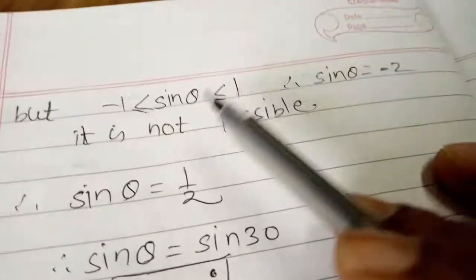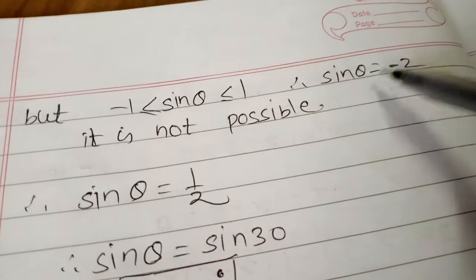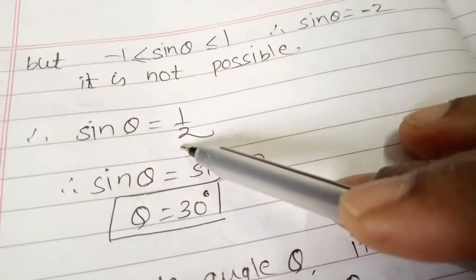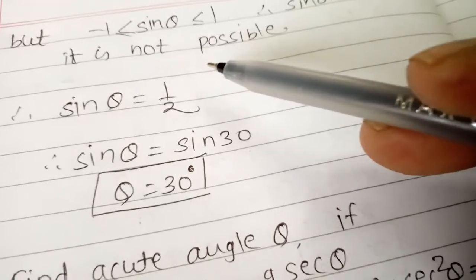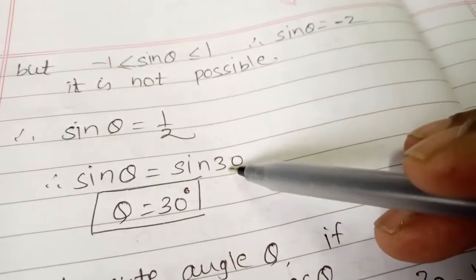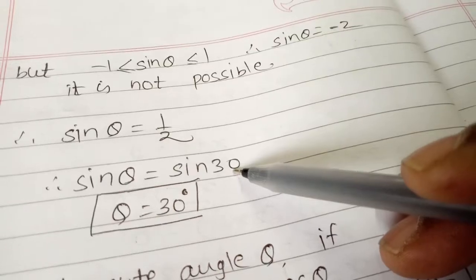तो मैंने यहाँ पे ऐसा लिखा है, दैट इज साइन थीटा इज लेस दैन इक्वल्स टू 1 ग्रेटर दैन इक्वल्स टू माइनस 1. सो साइन थीटा इज इक्वल्स टू माइनस 2 इज नॉट पॉसिबल, एंड सो वी टेकिंग ओनली वन वैल्यू, दैट इज साइन थीटा इज इक्वल्स टू हाफ. एंड विच एंगल ऑफ साइन हैविंग द वैल्यू दैट इज हाफ, दैट इज साइन 30. सो इंस्टेड ऑफ राइटिंग हाफ, वी राइट हियर साइन 30, एंड सो इक्वेटिंग वी गेट दैट इज थीटा इज इक्वल्स टू 30.